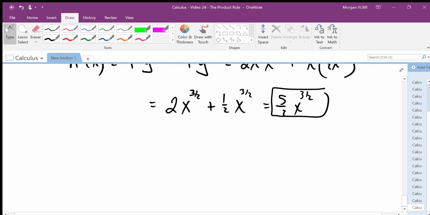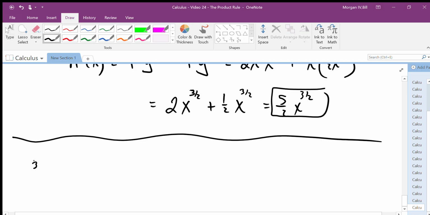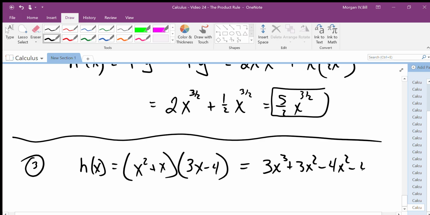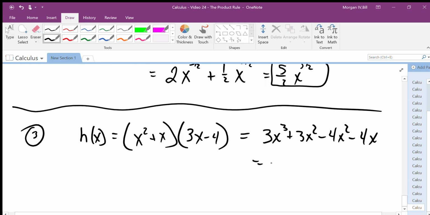Okay, last one. Number 3, h of x is equal to x squared plus x times 3x minus 4. Once again, I would not, in general, use the product rule for this, because instead I would just multiply it out. If I were just asked to do this problem, I would distribute. That's 3x cubed plus 3x squared minus 4x squared minus 4x. Combine my like terms, so that's 3x cubed minus x squared minus 4x.